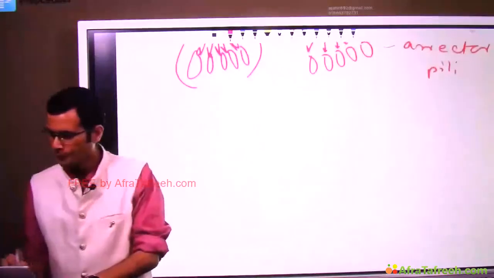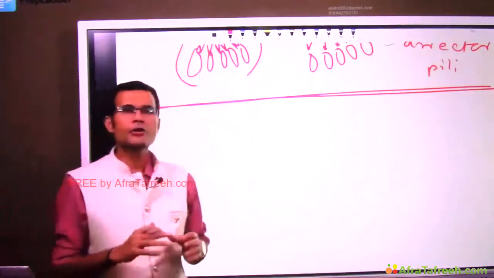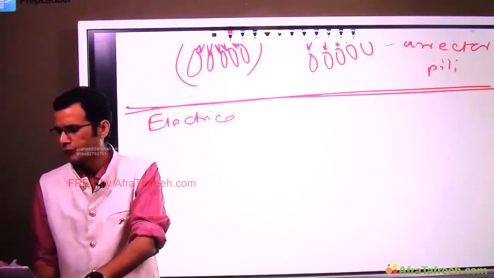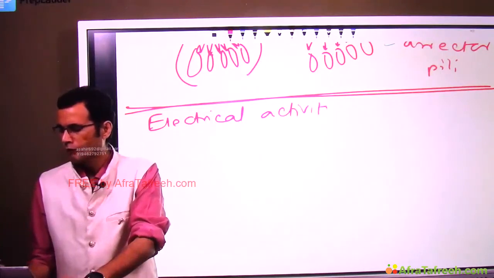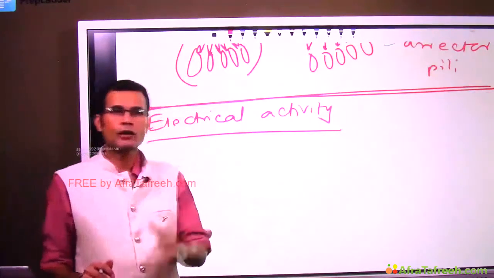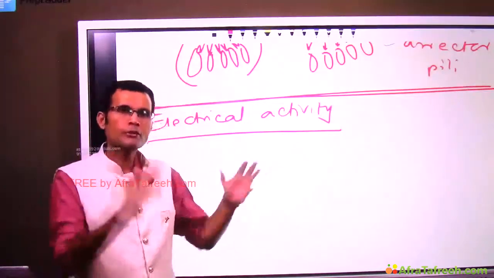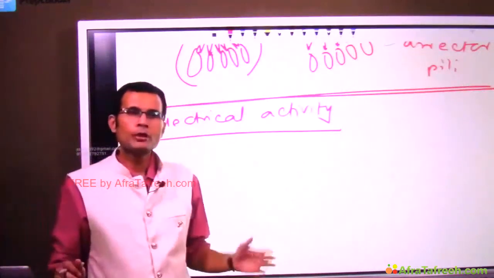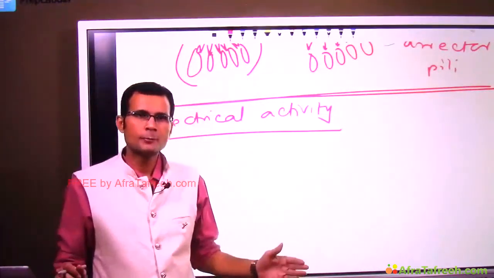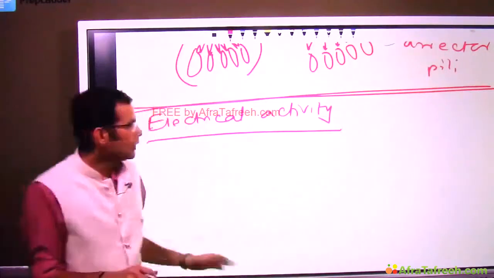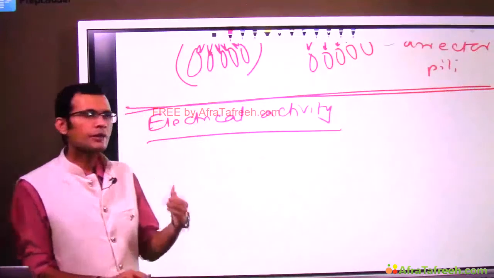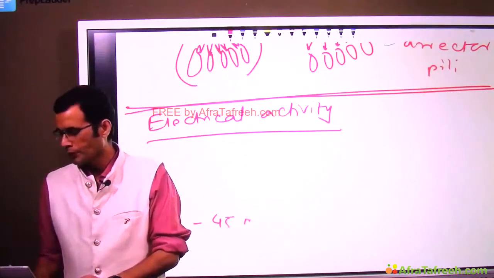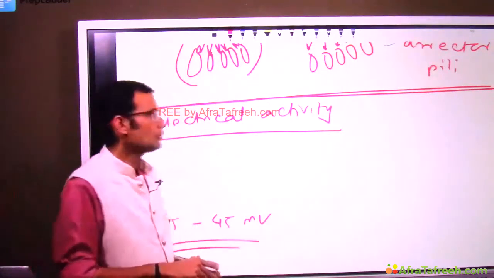Second point is the electrical activity of the smooth muscle. Most of the things that we will discuss here will be in comparison with the skeletal muscle or cardiac muscle. We will compare smooth muscle with those muscle types. Now let's look at the electrical activity. You remember what was the RMP of the skeletal muscle? Minus 90 millivolts. RMP of a smooth muscle is less negative. So it's in the range of minus 35 to minus 45 millivolts.